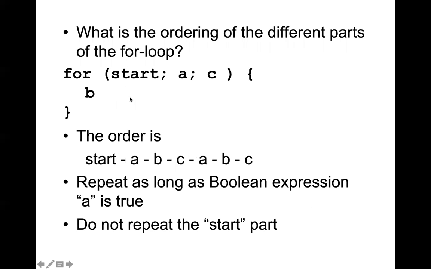The way it works is we first execute the start part of the for loop, or the initializer part, and then that's the only time it ever executes, unless we get to this line of code again because there's some looping enclosing it. Then we execute the condition. As long as the condition is true, we execute the body, then we go to the increment part, and then the sequence repeats. So we check the condition again, we execute the body again, and we do the increment part. And this goes as long as the Boolean expression is true. And again, the start part doesn't get repeated.